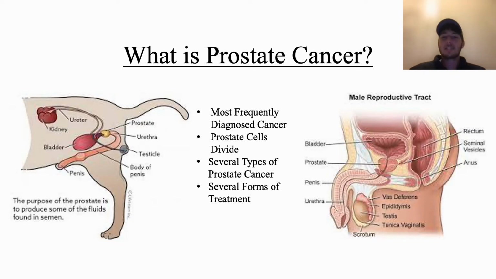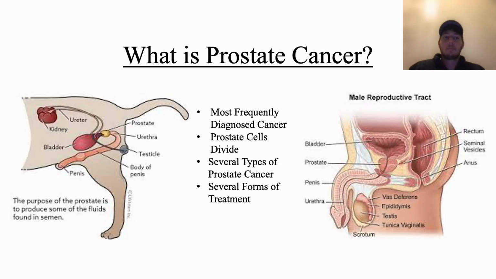So, exactly what is prostate cancer? Well, prostate cancer is the most frequently diagnosed cancer in individuals in developed countries. More than 1.2 million cancers are diagnosed each year. And basically, just like any other cancer, prostate cancer is when the cells located in the prostate keep dividing over and over and over again and replicating. And as you can tell, just like any other cancer, this can be a huge problem for the people it affects.